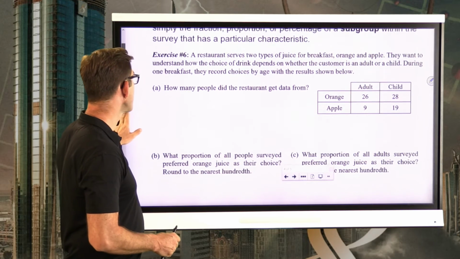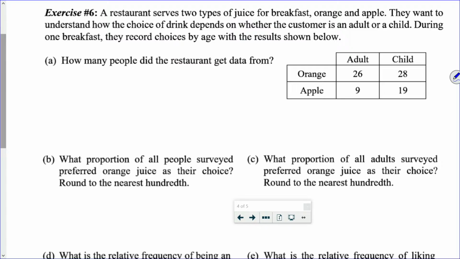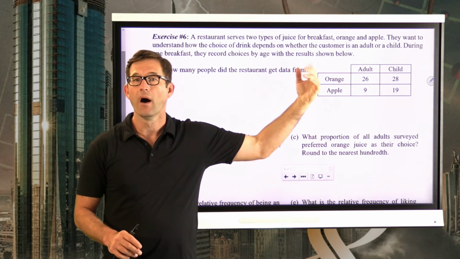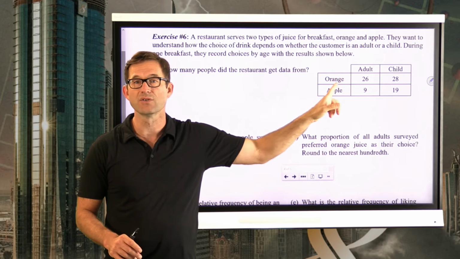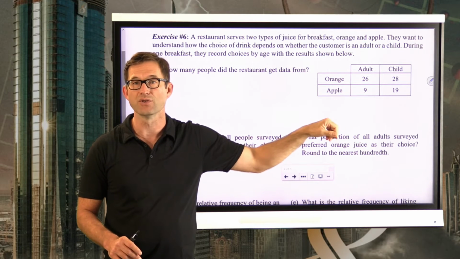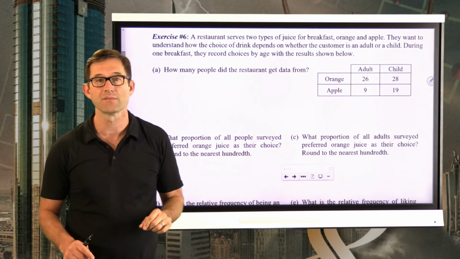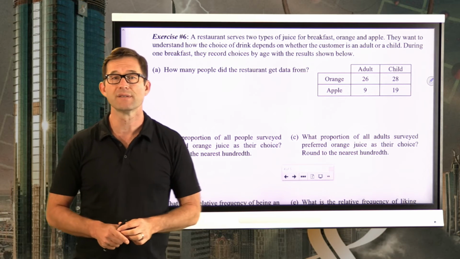So let's take a look at exercise number 6. A restaurant serves 2 types of juice for breakfast, orange and apple. They want to understand how the choice of drink depends on whether the customer is an adult or a child. During one breakfast, they record choices by age with the results shown below. So we see this frequency table. There were 26 adults that chose orange juice, 9 adults that chose apple juice, 28 children that chose orange juice and 19 children that chose apple juice.